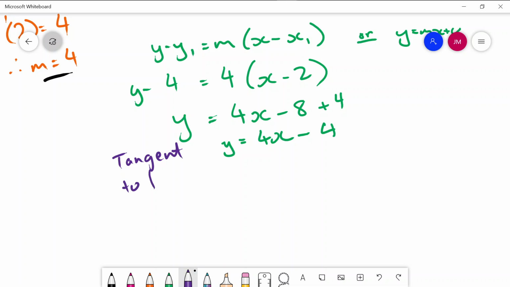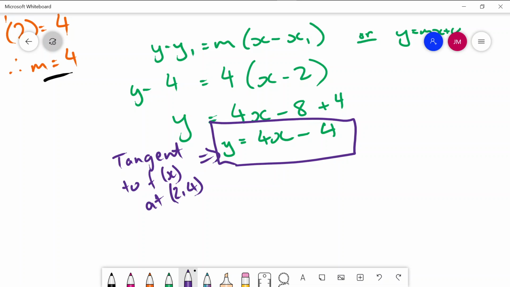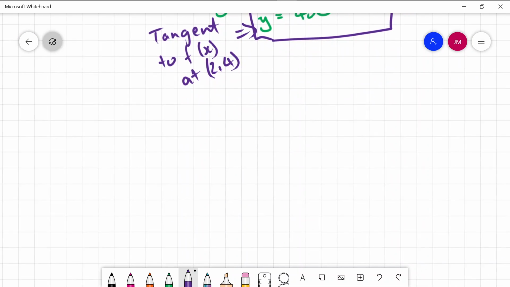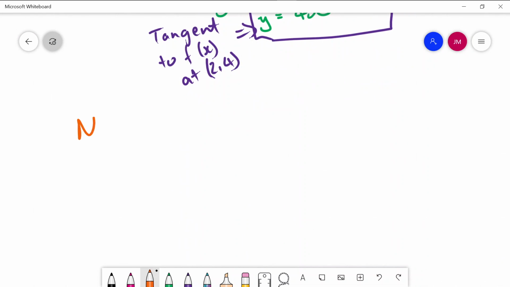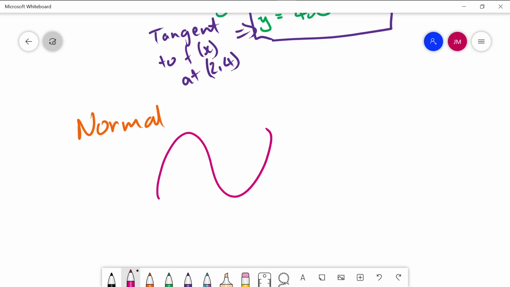So the tangent to f of x at (2, 4) is equal to this equation here. Okay, now the other type of line you can look for is a normal. A normal is when the line meets that original point at a right angle, or it is perpendicular to that point.